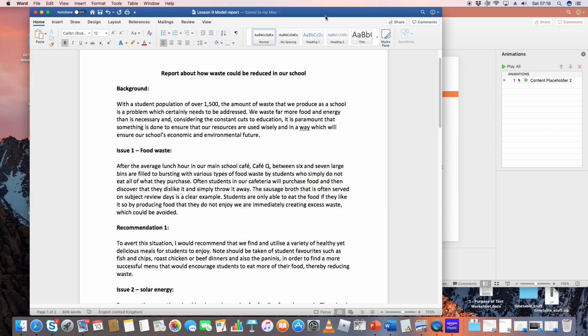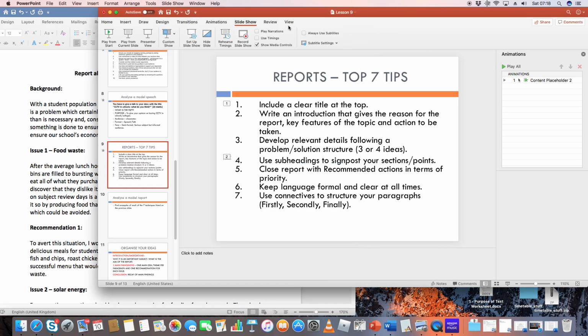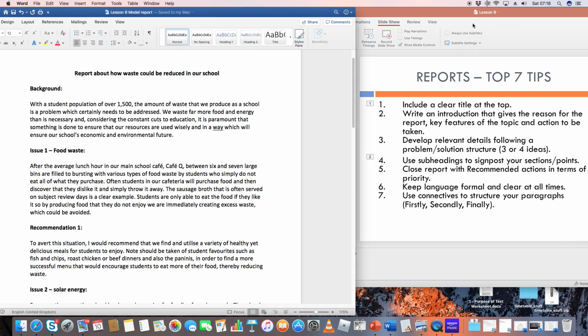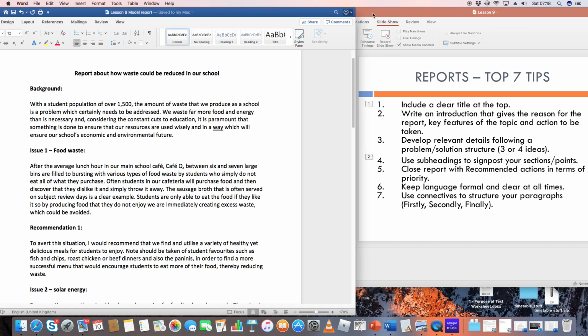Okay, so do the same activity as I did before. So we'll look at them side by side. Hopefully that's okay. Okay, so again, I'll just talk through. So clear title at the top. Yep. So a report about how waste could be reduced in our school. Okay, so it's not the most exciting title, but like I said, it's not supposed to be. So don't use alliteration, don't use rule of 3, don't use exclamation marks. It's a clear formal report.